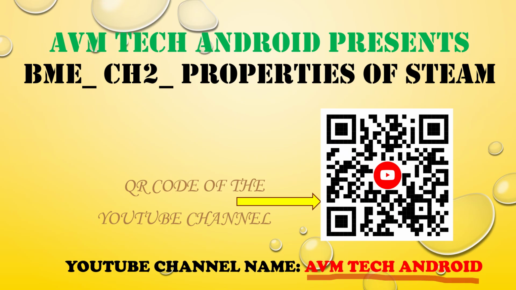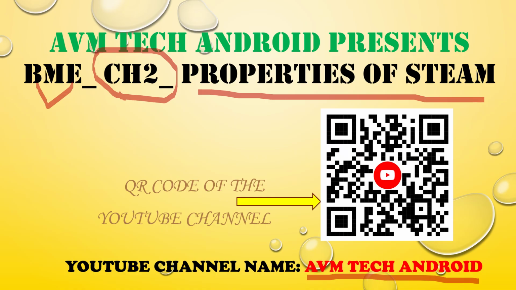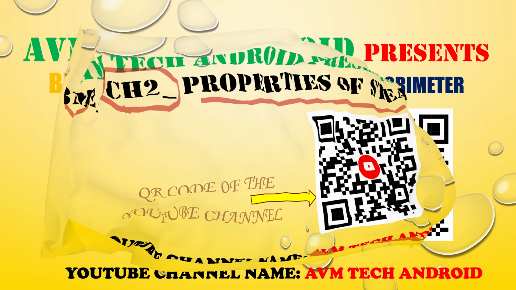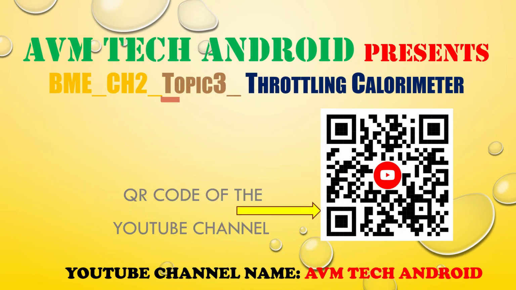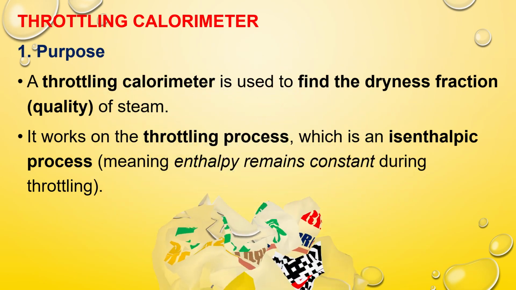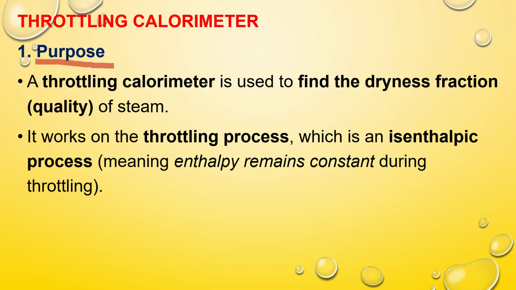Today we are going to discuss chapter 2 of basic mechanical engineering, that is properties of steam. In this chapter we are discussing topic number 3, that is the throttling calorimeter. So what is the purpose of using the throttling calorimeter? In the previous video we discussed the working of the separating calorimeter. Now we are discussing the throttling calorimeter.